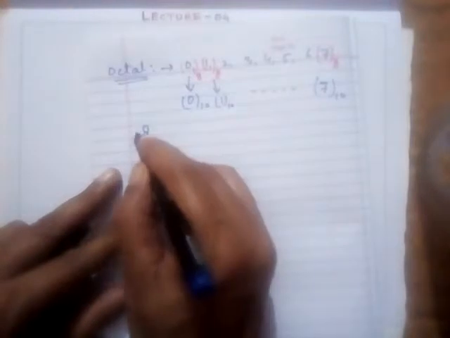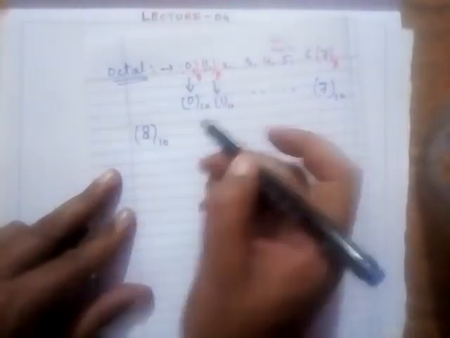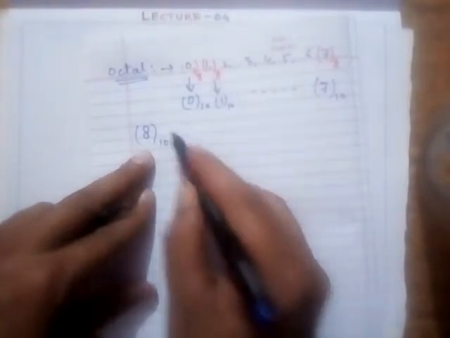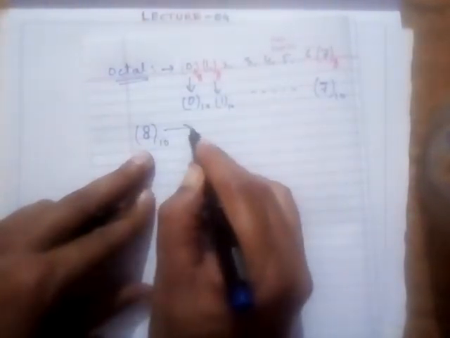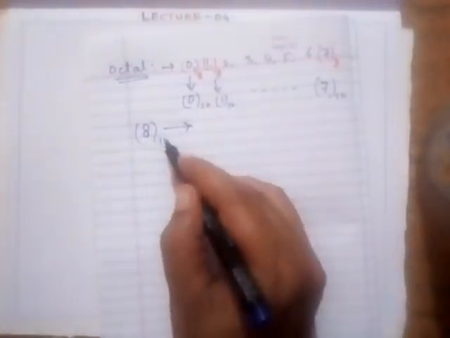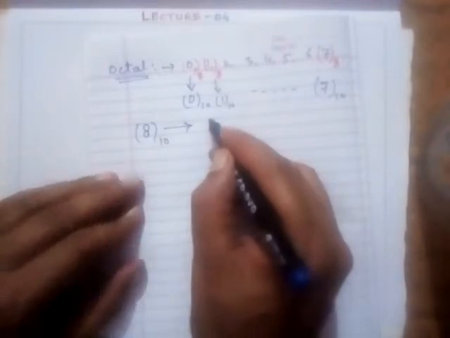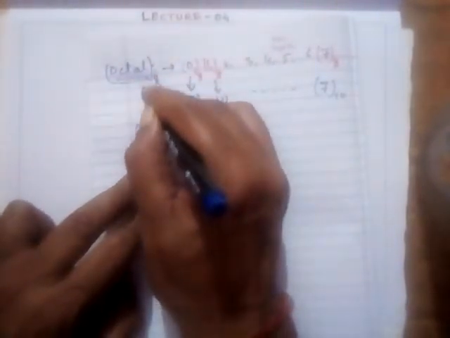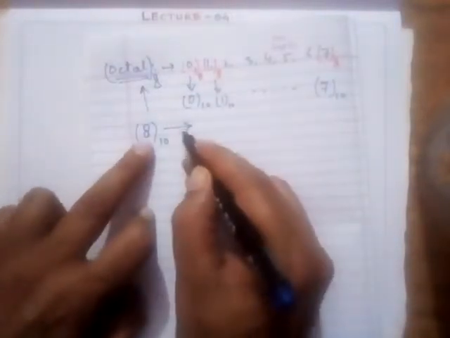But suppose I say that I have a number 8 in base 10. Now this is 8 in base 10 but not in octal. If I have to convert this into octal number, of course I'll go by successive division, because it's the integer part only. I want to know how much this number is in base 8. So of course if you do the division, let me do it in a rough way.